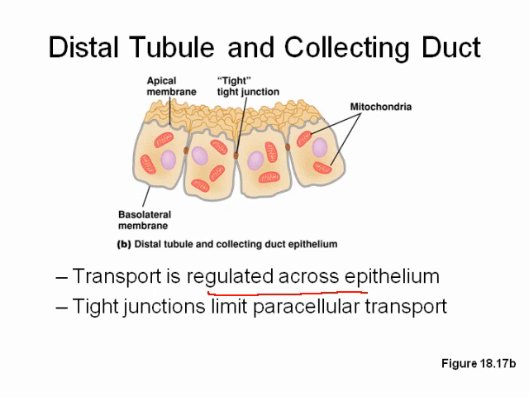And therefore, it's regulated. Whenever you have movement across the epithelium, generally that means that there are pumps and other proteins that are actually regulating the transport. And the tight junctions, as I said, limit the paracellular transport.